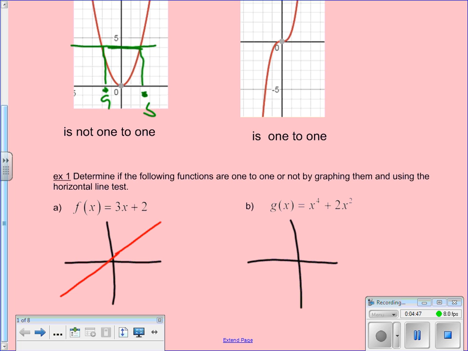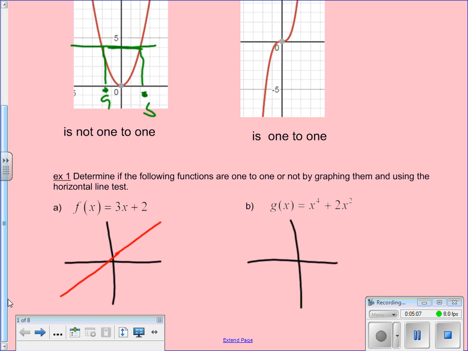Will that pass the horizontal line test? Yeah. Straight lines, except for horizontal lines, pass the horizontal line test. Okay. So this would be 1-to-1.